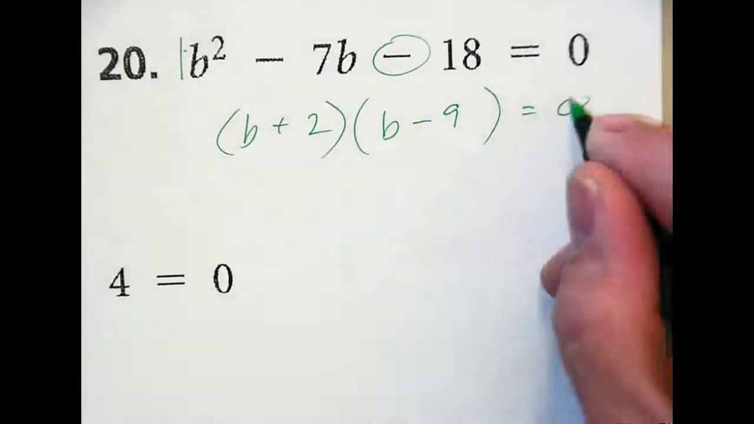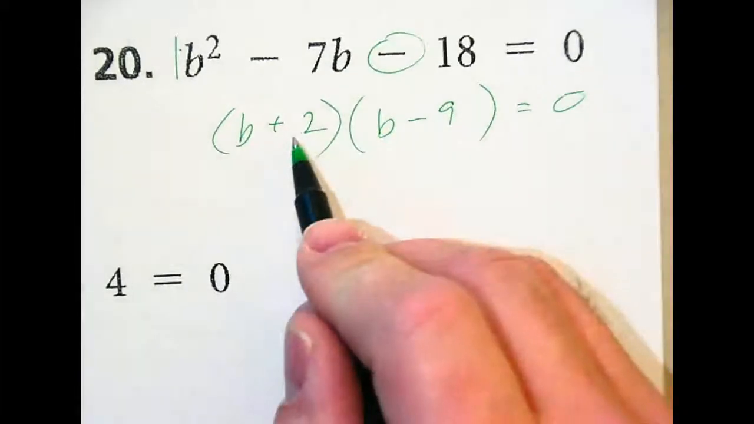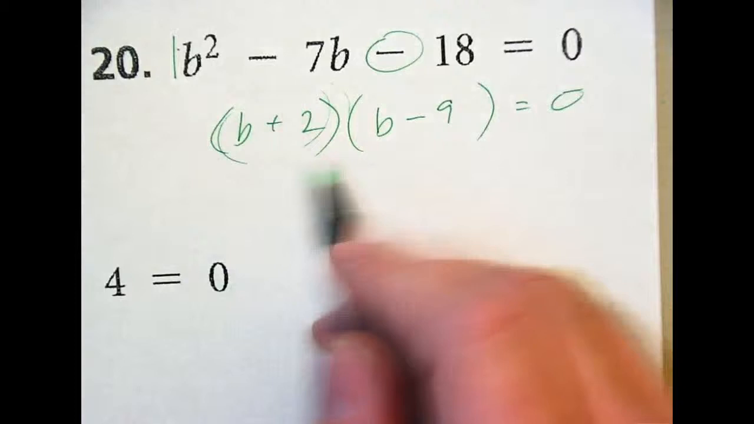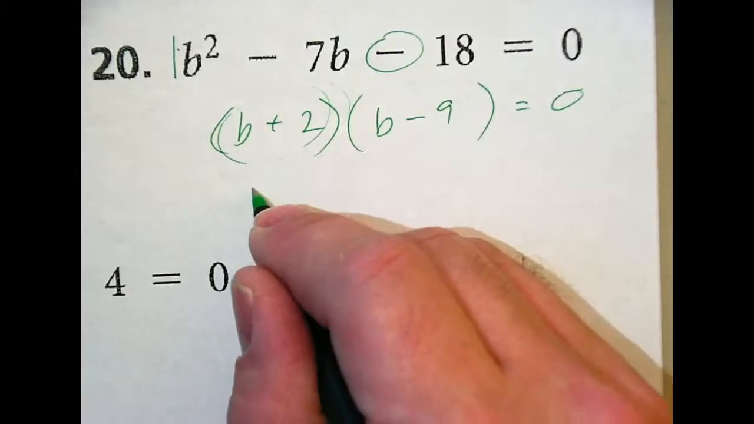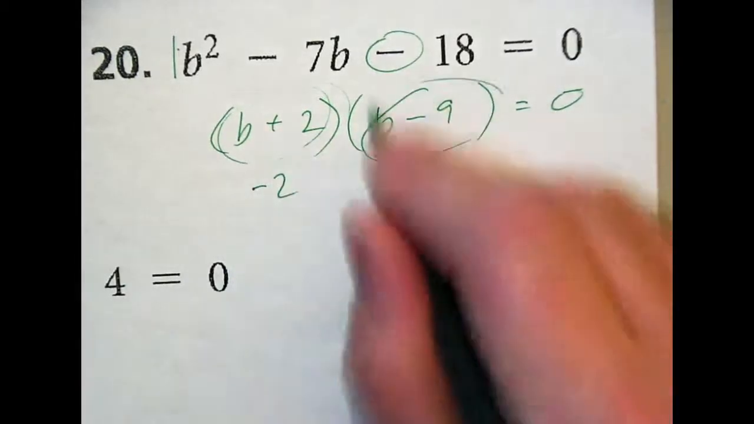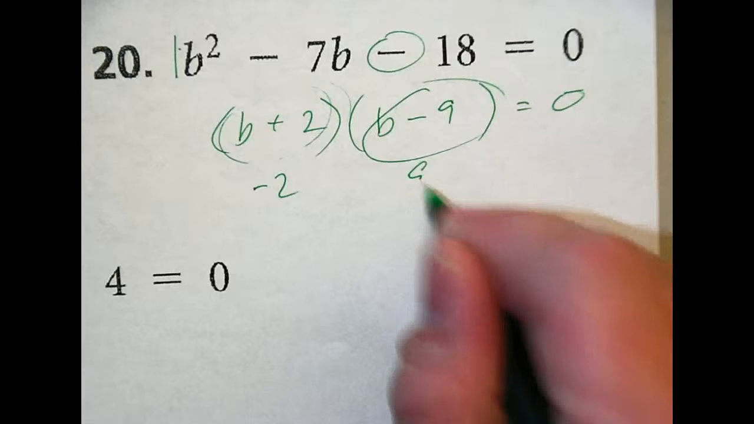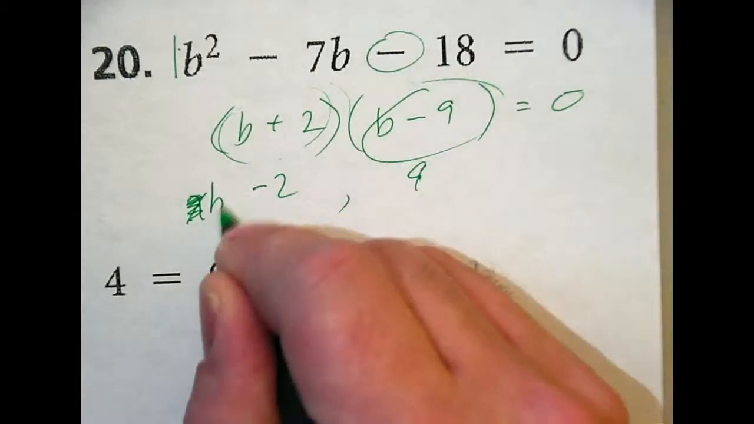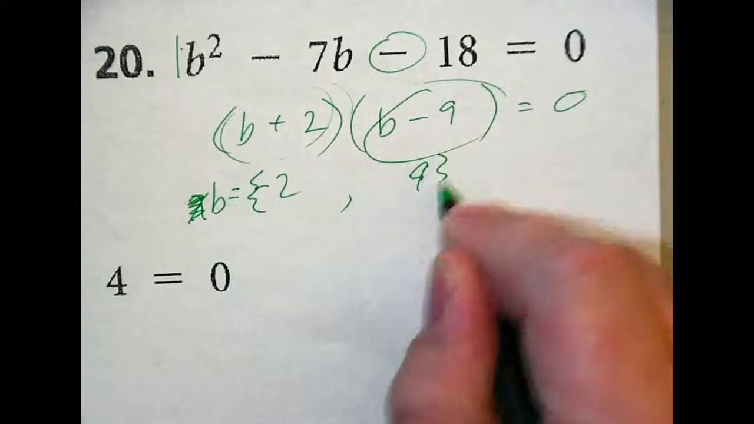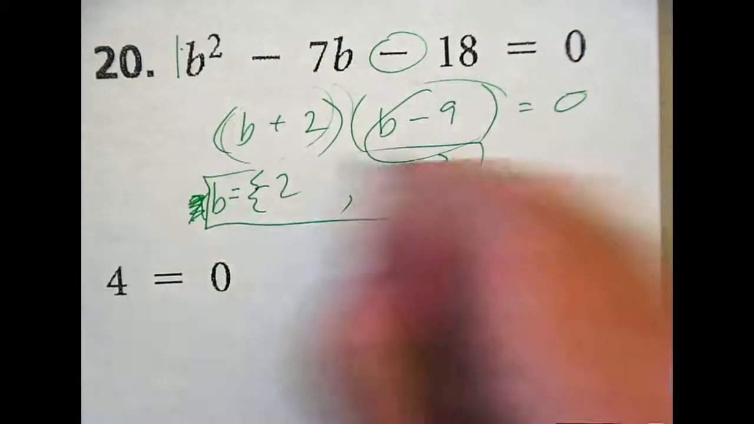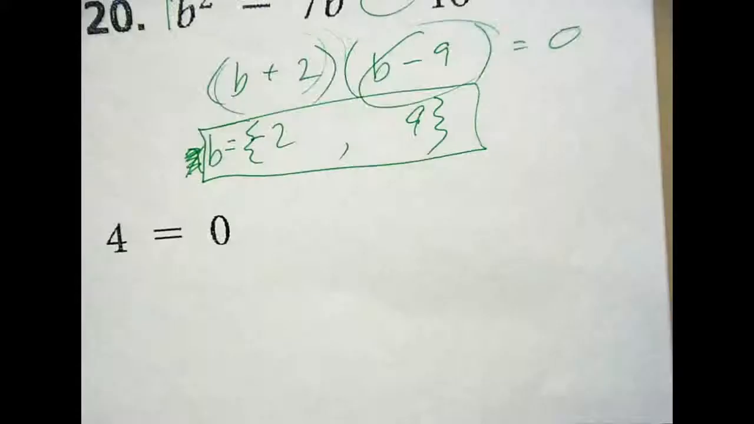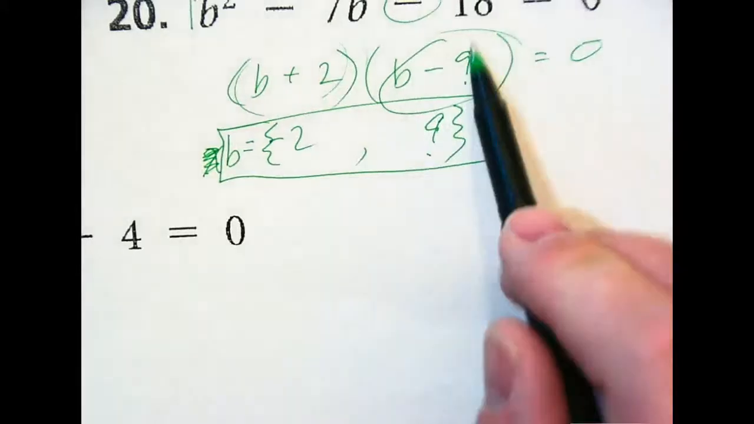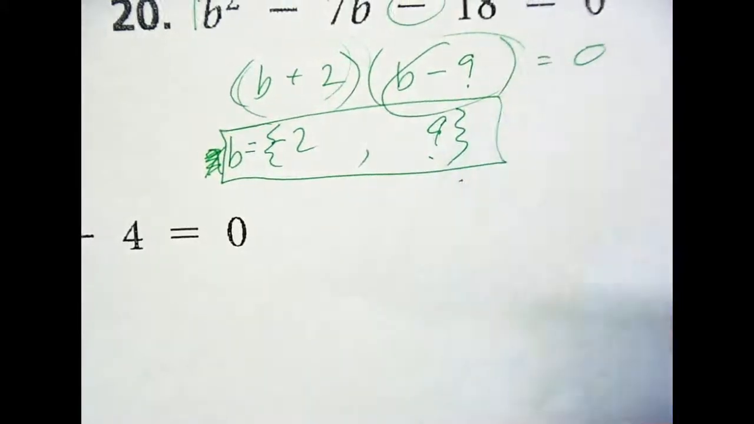Okay? And then we do our opposites. What makes this part 0? Yeah? -2. And what makes this part 0? 9. Okay? Our solutions are x equal, or I guess in this case it's b equals -2 and +9. All right. How many got it? Neato burrito, man. So once you get factored, you got that one last step. So we're just adding one step to our factoring. Okay. Number 21.